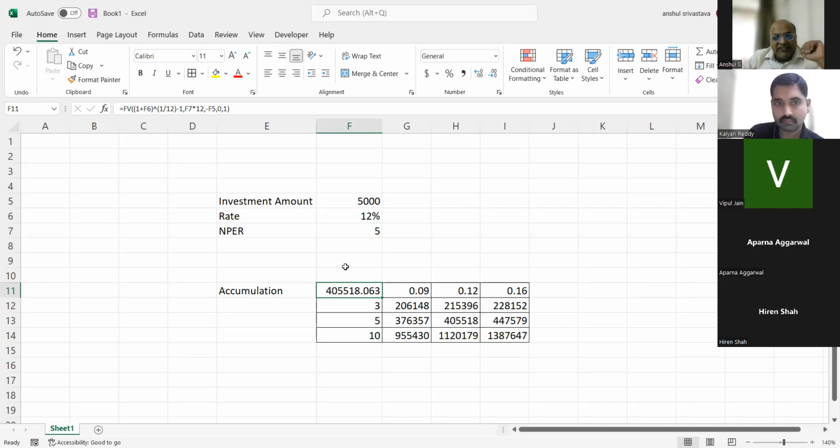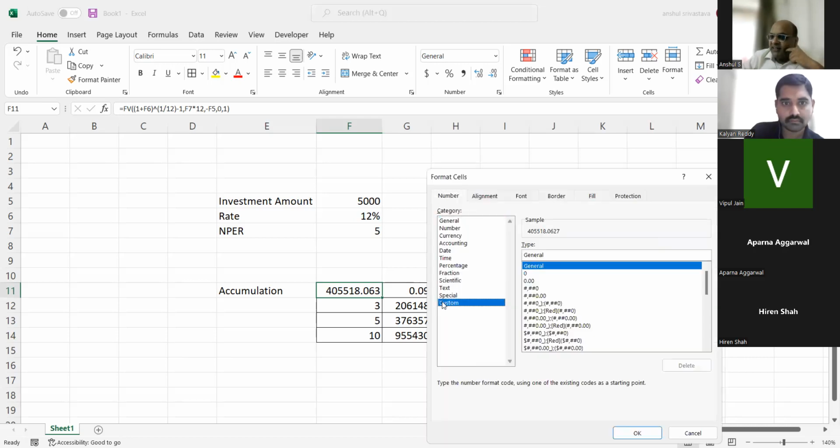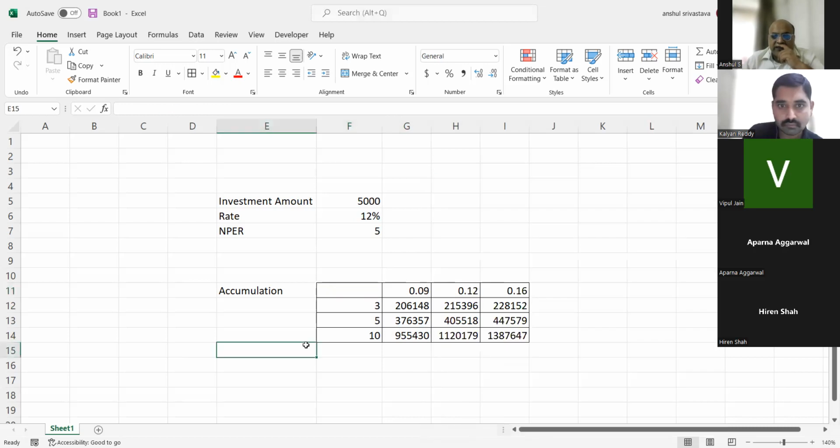And how do we make it invisible? See this. Press Ctrl+1. Okay. Go to custom formatting. And in custom formatting, in type, you simply type semicolon 3 times. Journal ko delete karke, type semicolon 3 times. The moment I'll type semicolon, this thing will disappear.